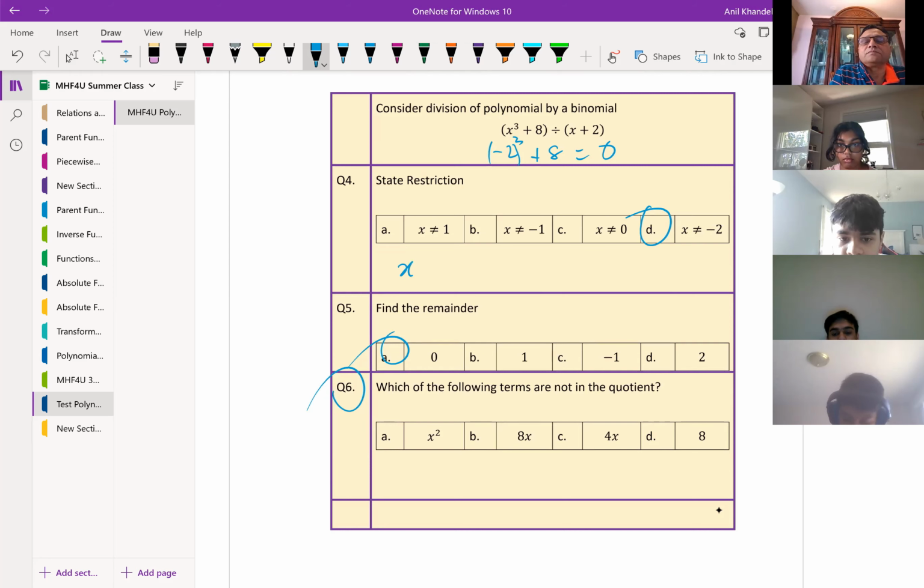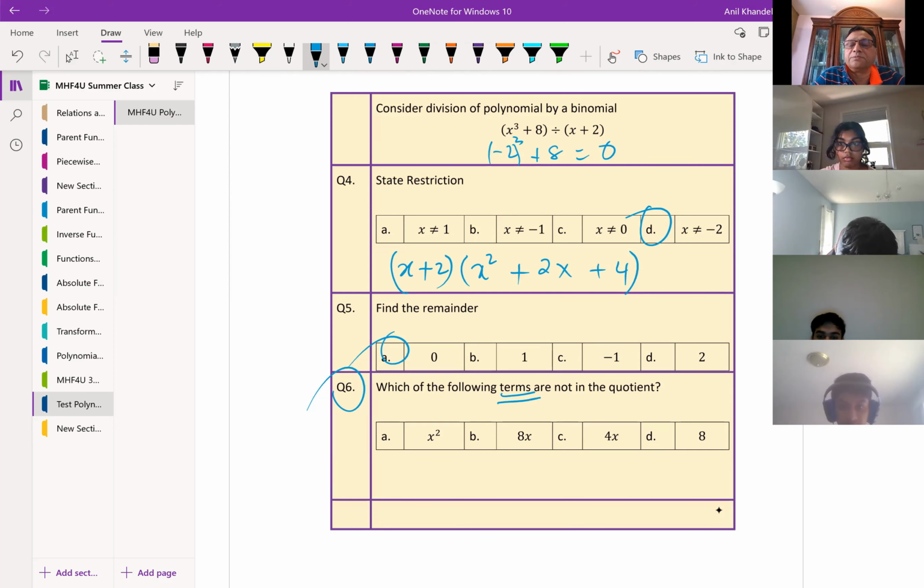8x. Sure, without solving, I think it would be 8x, but let me just solve. So you could use the formula, which is the difference of cubes and sum of cubes, right? So you get the formula, right? So it is plus. So which of the following terms, the word is terms. Do you see that, terms? There could be more than one term. Which of the following terms are not in the quotient? So that is your quotient. So which are not there in the quotient?